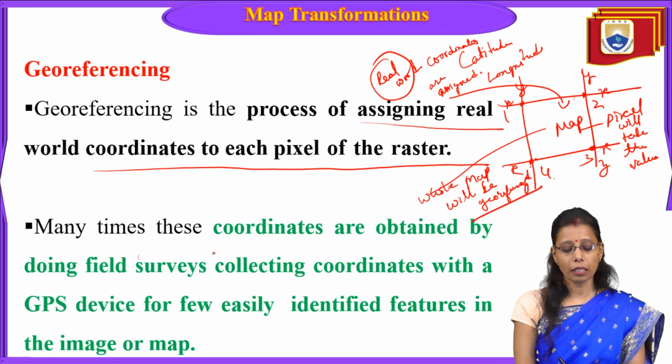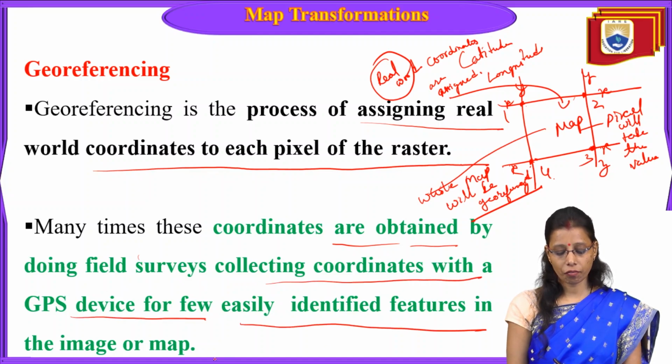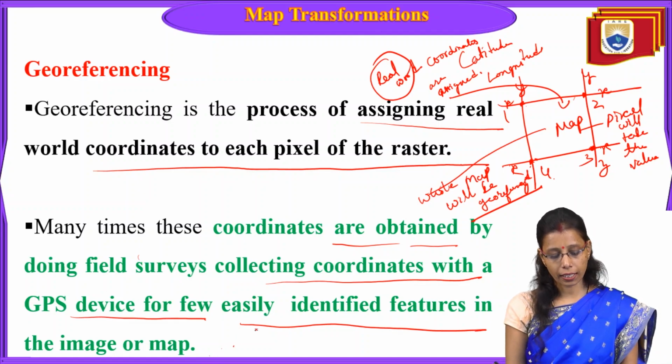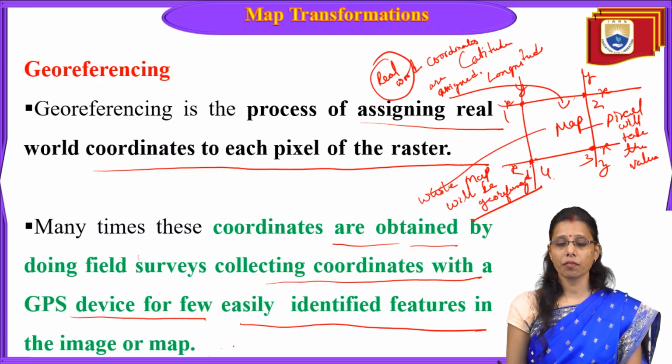Okay. Many times these coordinates are obtained by doing field surveys, collecting coordinates with a GPS device for a few easily identified features in the image or map. So how do we collect these GCP points? To collect the GCP points, we have a GPS device. If you don't know the GCP point of any location on the map, you just have to use the GPS device. You go and stand at that particular location which you need to assign in the map, and then record the latitude and longitude of that position.